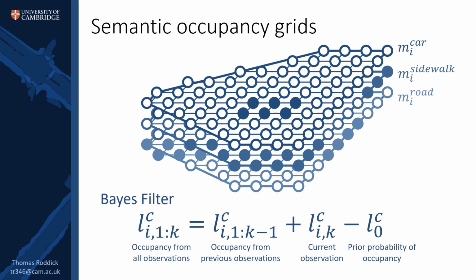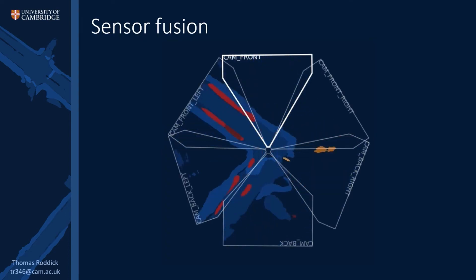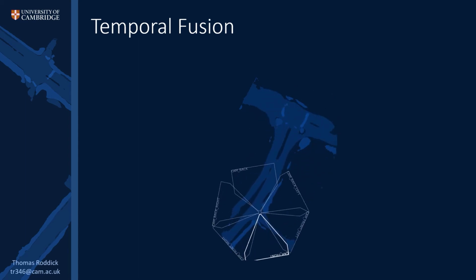Using a Bayesian filtering approach, this occupancy grid framework allows us to easily combine predictions from multiple observations. This allows us to fuse information across multiple sensors or across extended sequences in time.